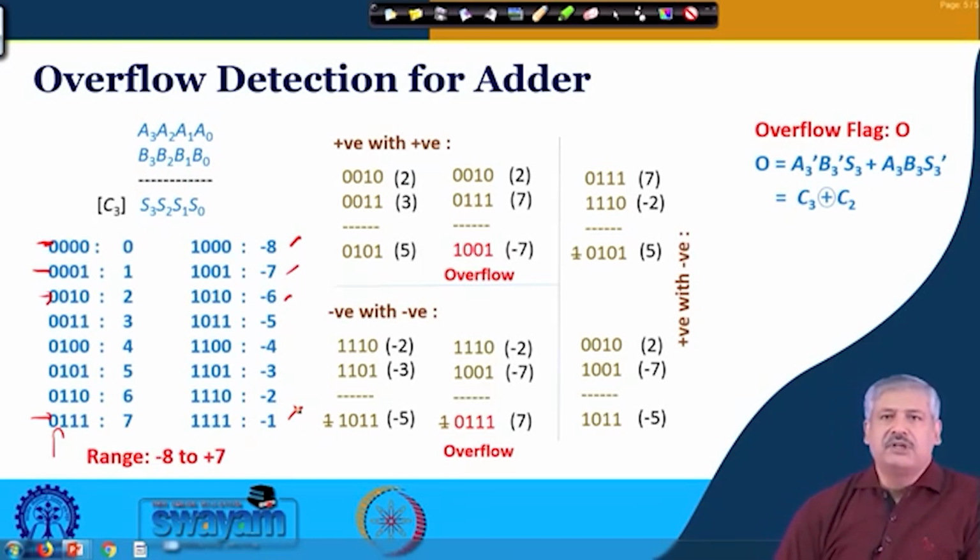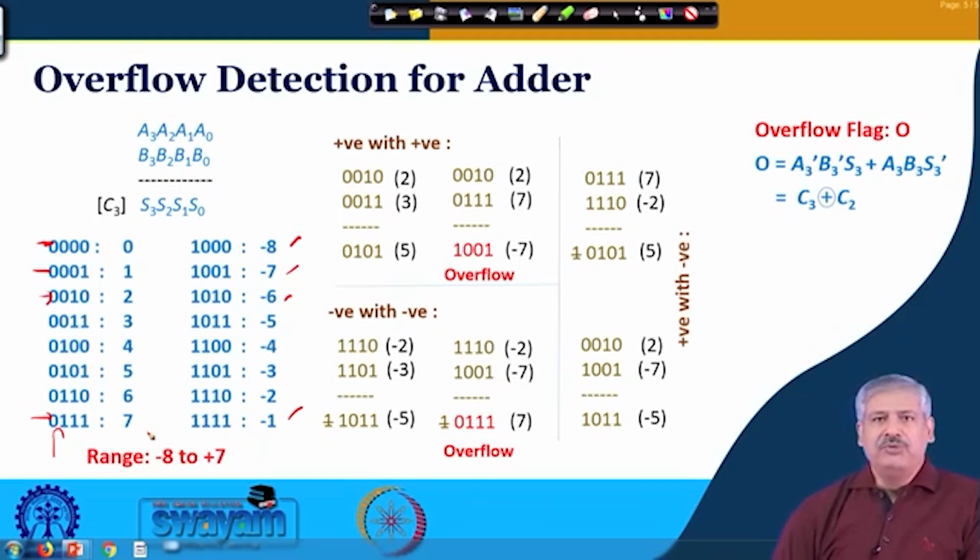So, if we are now looking at the possibility of the overflow, that occurs when a positive number is added with a positive number and the value of that is more than 7. So, it goes out of the range. And also when a negative number is added with a negative number and the output becomes less than -8, from the negative number representation concept. The magnitude is more than 8.